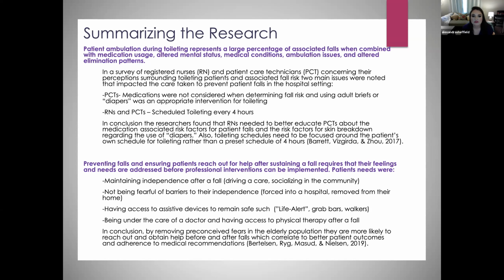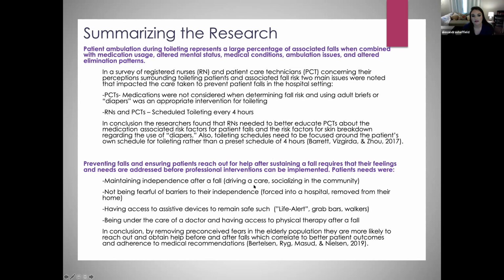In conclusion, the researchers found that RNs needed to better educate PCTs about the medication-associated risk factors for patient falls and the risk factors for skin breakdown regarding the use of diapers. Also, toileting schedules need to be focused around the patient's own schedule for toileting at home rather than a preset schedule of 4 hours. And that is based on evidence-based practice.